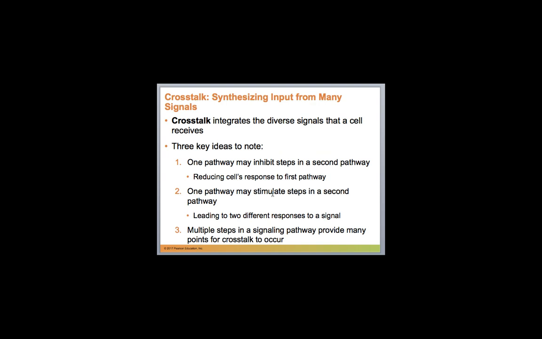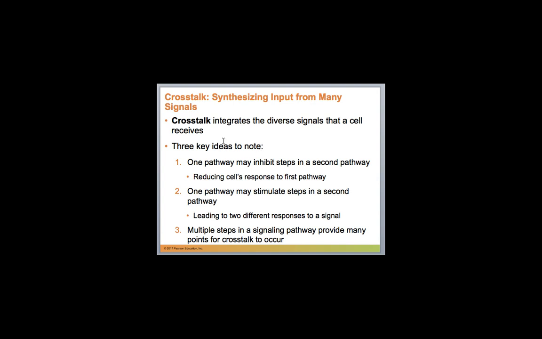Now let's talk about crosstalk. So crosstalk is how we're going to integrate diverse signals that a cell can receive, right? A cell likes to talk to a lot of people at a time, right? We're not only going to receive one signal. We have to be able to make sense of all these different signals happening at once. So there's three important ideas here.